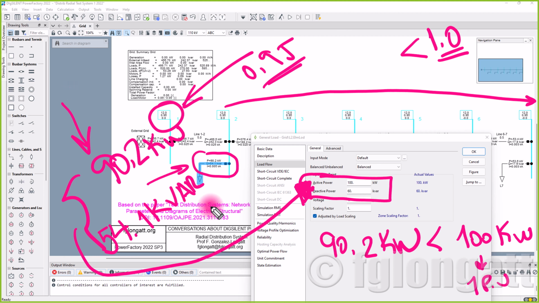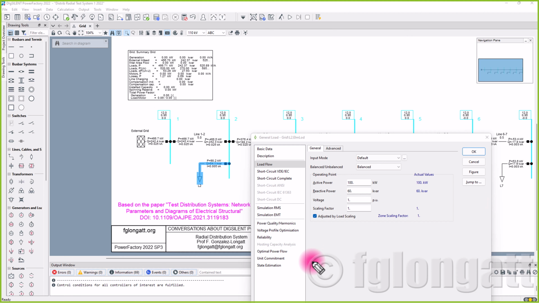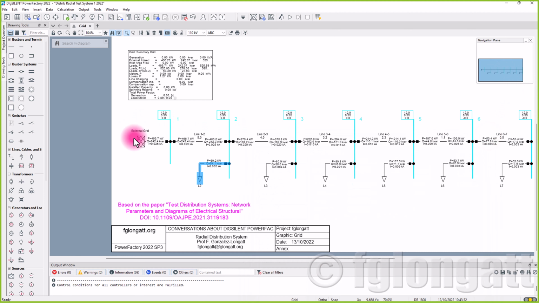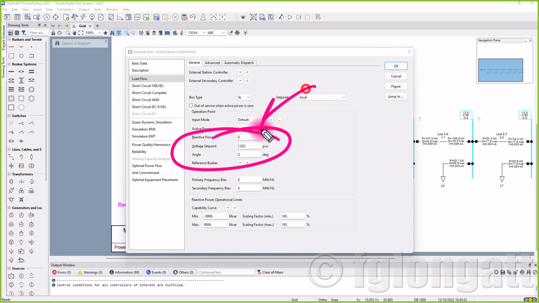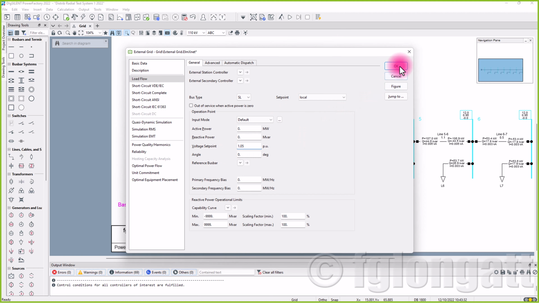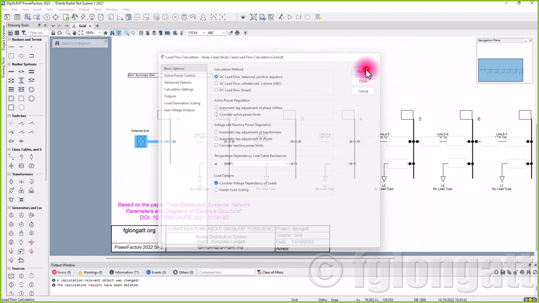Okay, probably my students are wondering, okay, professor, but what happens if the voltage is higher than 1 per unit? Well, let's do that. It's extremely simple, okay? I will close here and go to the external grid. I will include 1.05, okay? Let me check here. 1.05. Let me run the load flow.